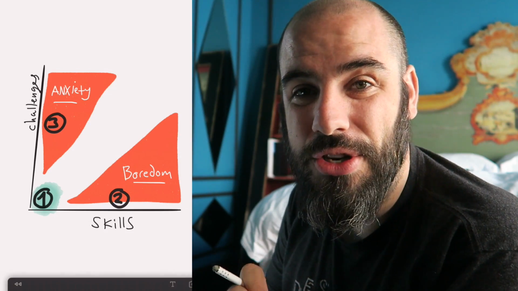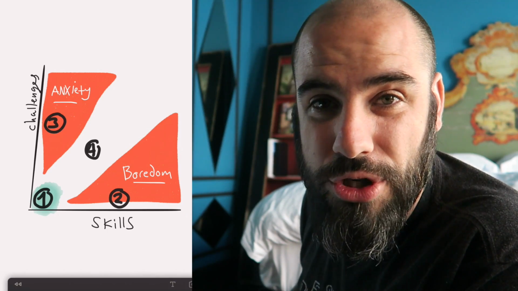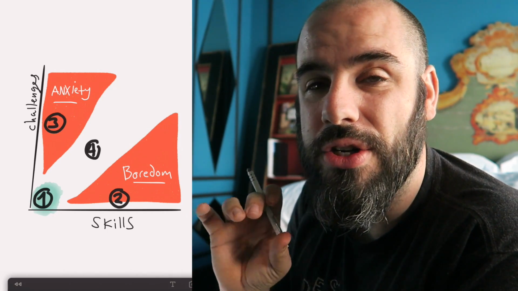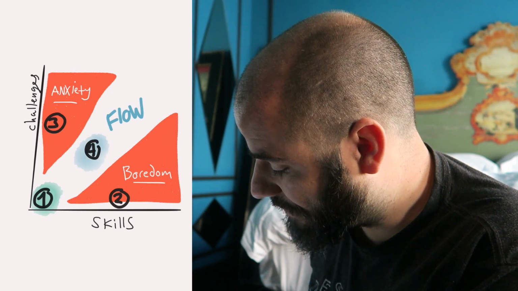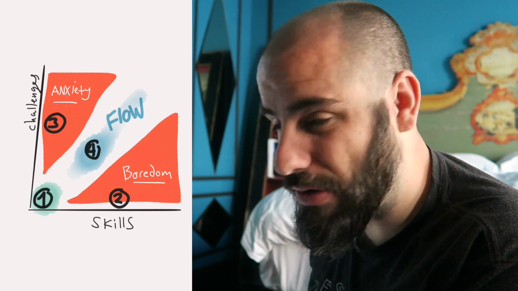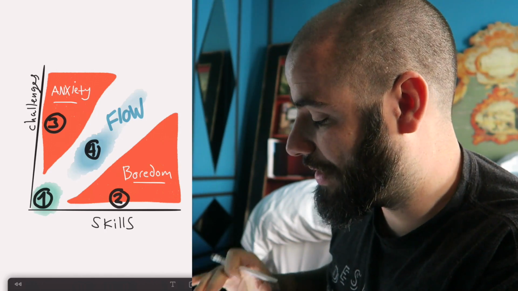Now the ideal position to be in is right here in that middle, in number 4, which is like this area right here called the flow channel. This is when your skill and your challenges meet up nicely and you're experiencing that feeling of flow. And so what you really need to do is to get back to position 4. You need to get inside that flow channel. And it's really simple once you understand this chart.